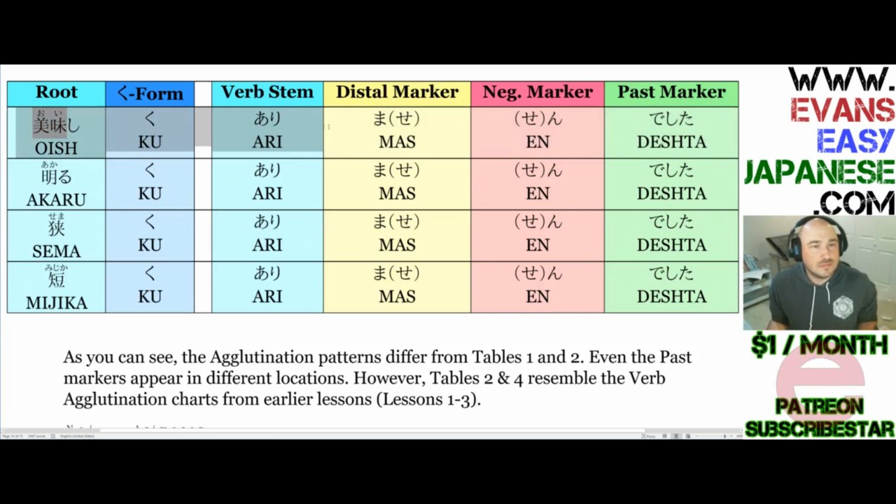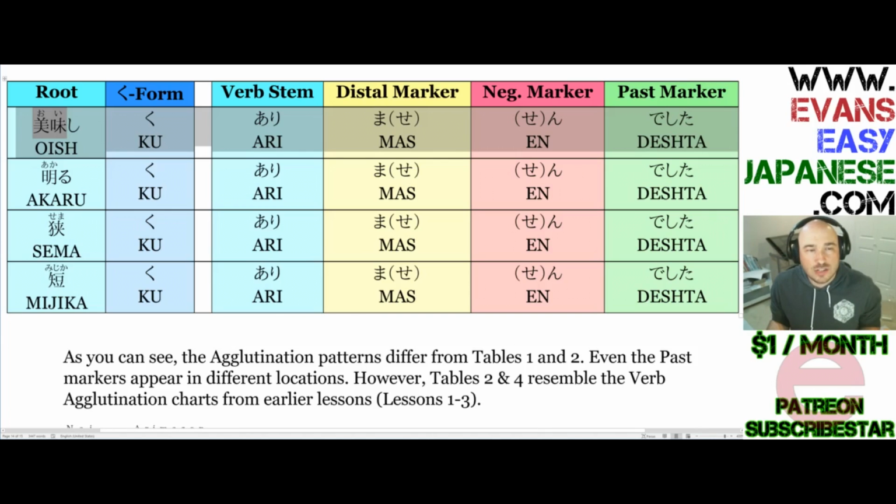美味しくありませんでした。Yeah, akaruku arimasen deshita. 明るくありませんでした。Now be careful, it almost sounded like you said akaruku narimasen deshita, which would actually mean something different. Akaruku arimasen deshita, it was not bright.